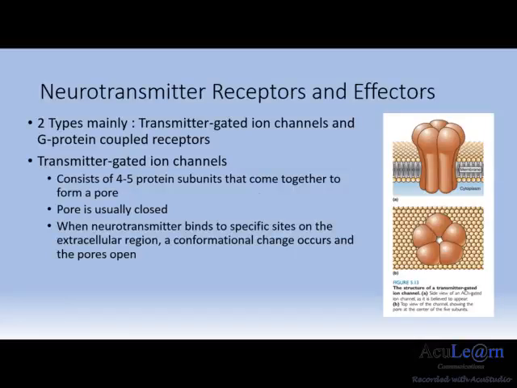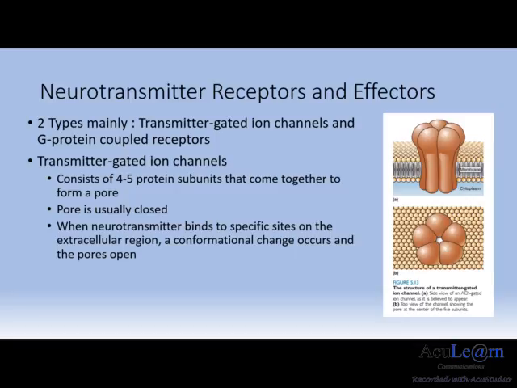Release of neurotransmitters into the synaptic cleft will affect the postsynaptic neuron by binding to the receptors at the postsynaptic density. The two types of receptors can be classified as transmitter-gated ion channels and G-protein coupled receptors. Transmitter-gated ion channels consist of 4 to 5 protein subunits that combine to form a pore. This pore is usually closed when no neurotransmitters are present. However, when one binds to a specific site on the channel, a conformational change occurs and the pore opens.